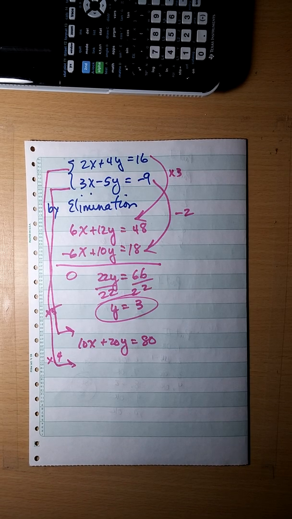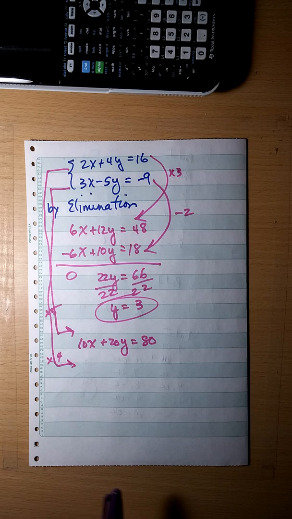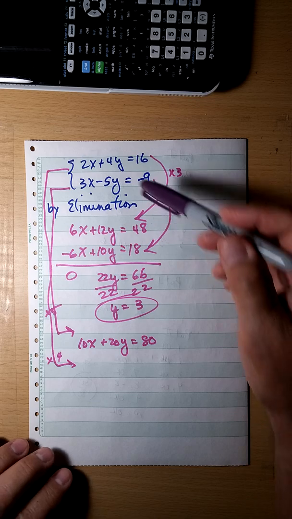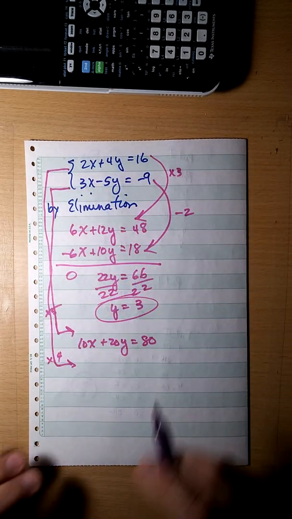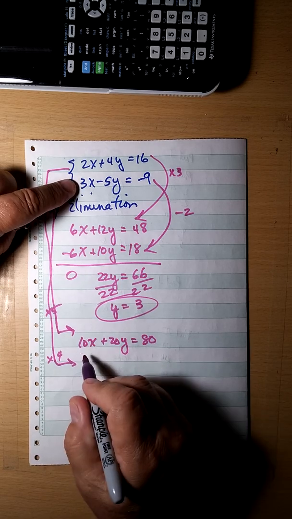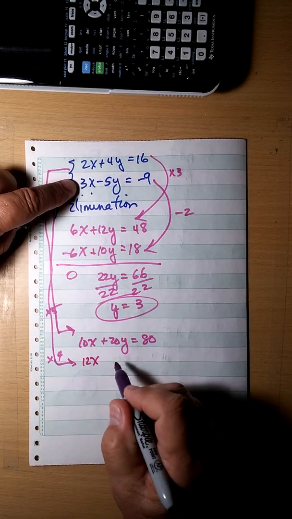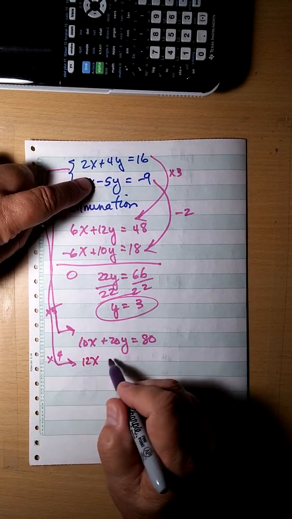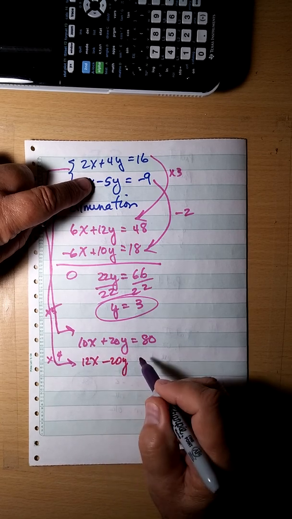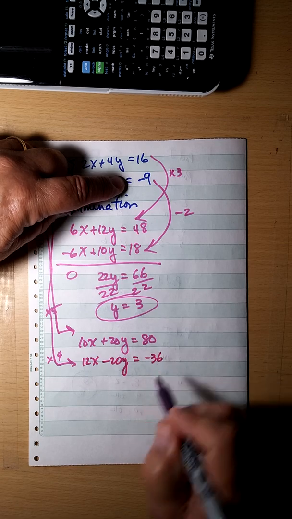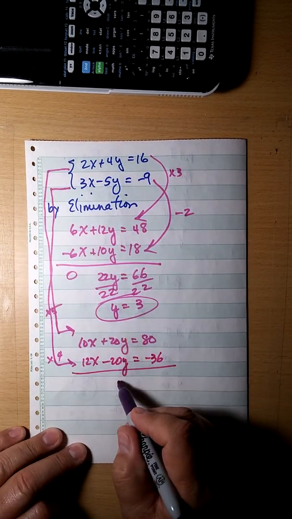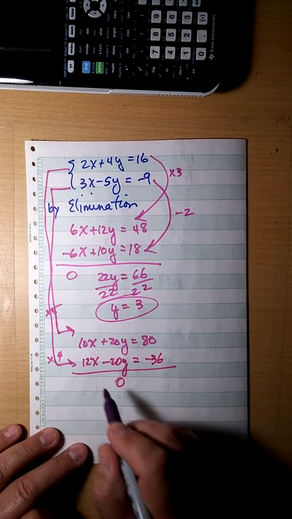So this is a continuation of that last one, 12.4, part 1. Now it's part 2. We took this second equation and we're going to multiply it by 4. 3 times 4 is 12x. Negative 5 times 4 is negative 20y. And 4 times negative 9 is negative 36. Once again, this is why we do that, so we can get rid of the y.